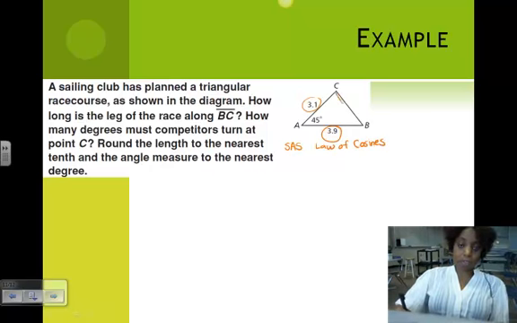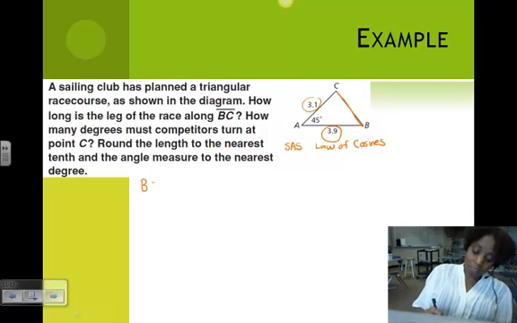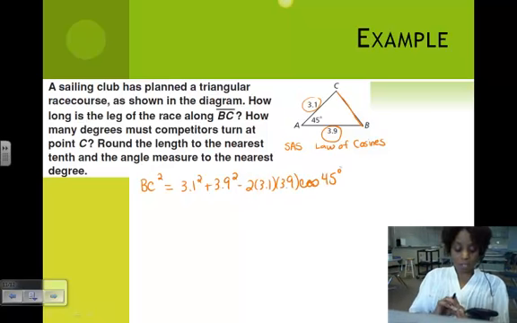Okay. Now first we're looking for this side. I should probably trace better than that. Side BC. So that means we start with BC squared and it's across from this angle. So we've got BC squared equals 3.1 squared plus 3.9 squared minus 2 times 3.1 times 3.9 times the cosine of 45. And I can plug all that in.